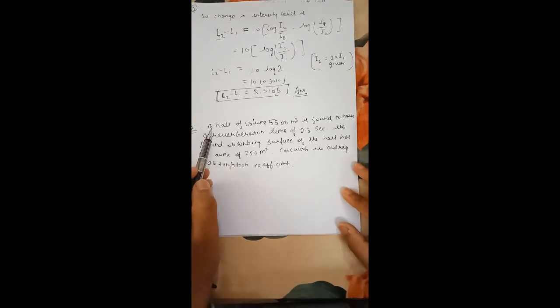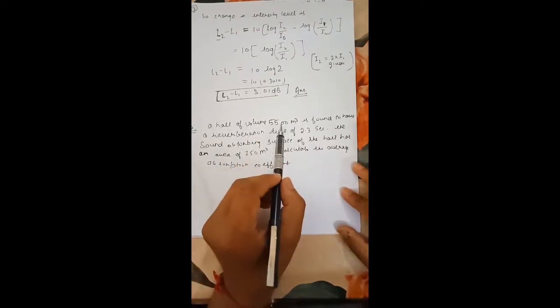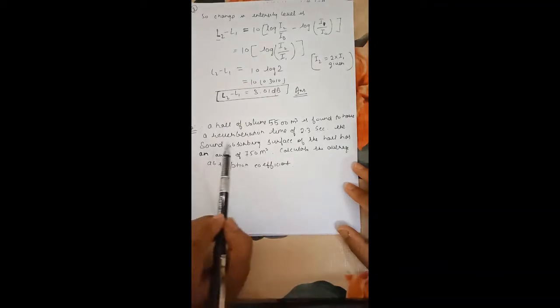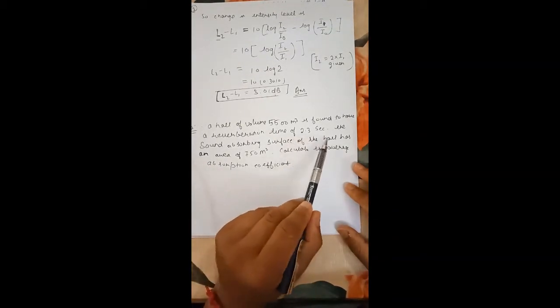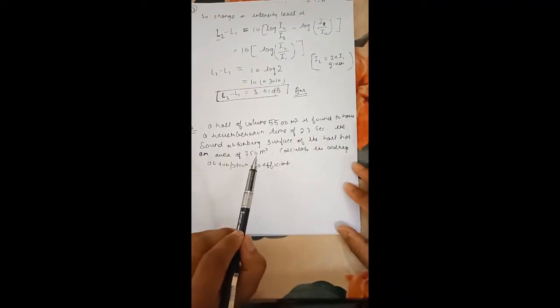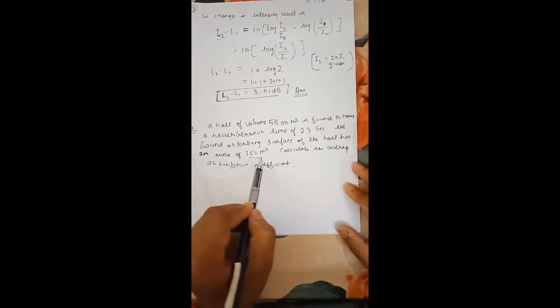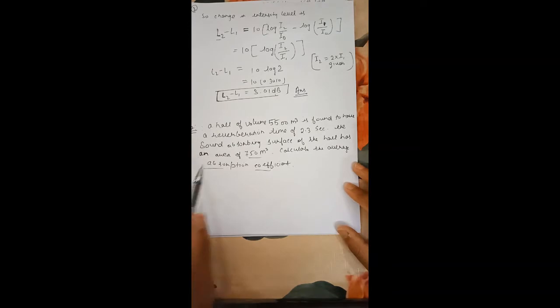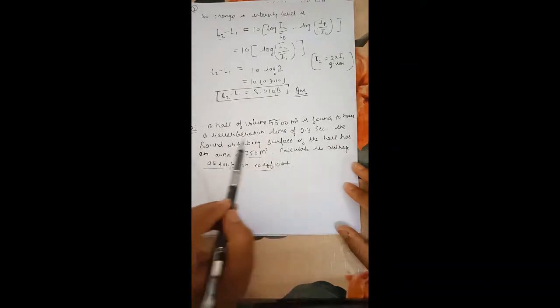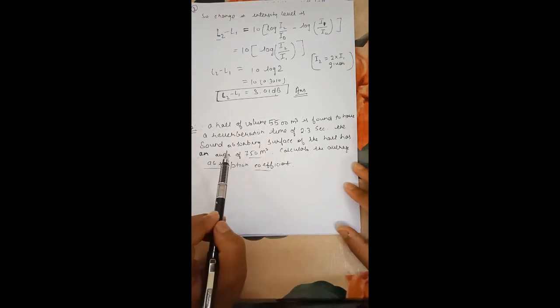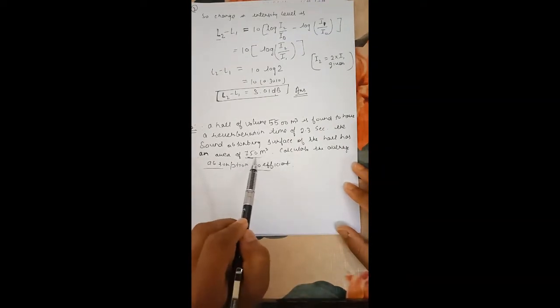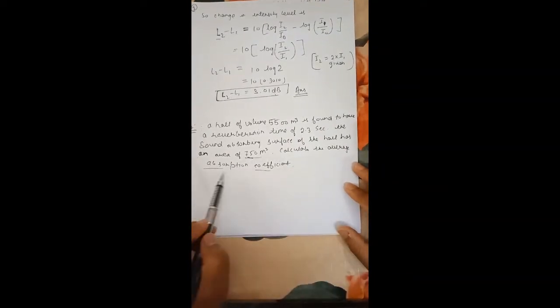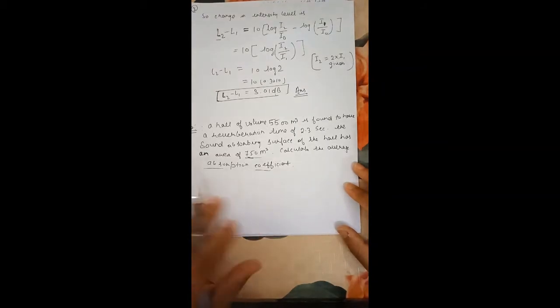Then if we take an example, a hall of volume 5500 cubic meter is found to have a reverberation time of 2.3 seconds. The sound absorbing surfaces of the hall have an area of 750 square meter. Calculate the average absorption coefficient. So हमें वॉल्यूम दिया हुआ है, रेवरबरेशन टाइम भी दिया हुआ है, साउंड एब्जॉर्बिंग सरफेस ऑफ द हॉल का एरिया हमें भी दिया हुआ है. अब हमें कैलकुलेट द एवरेज एब्जॉर्प्शन कोफिशिएंट फाइंड आउट करना है.